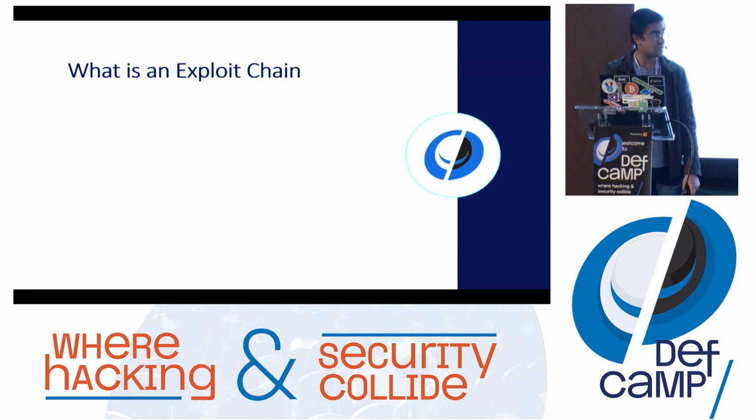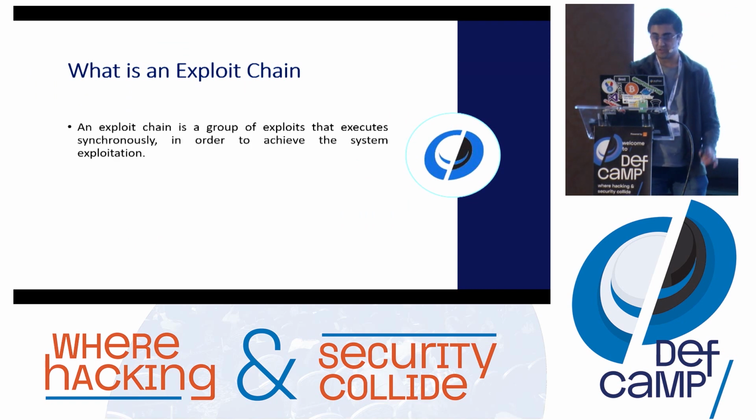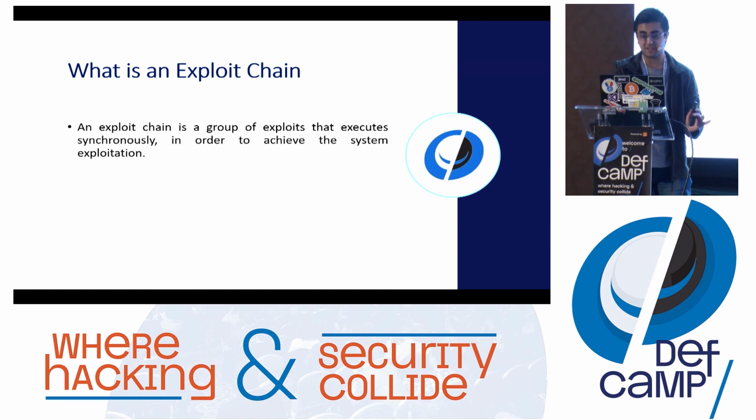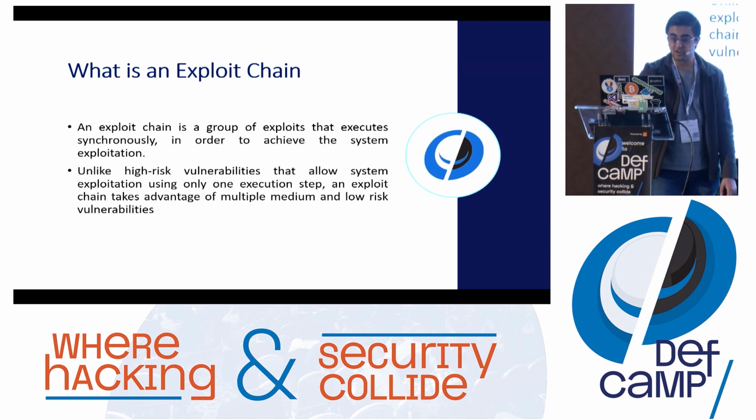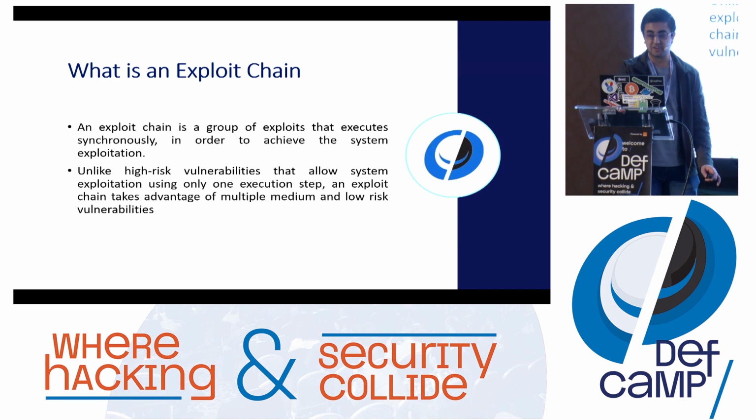So what is an exploit chain? An exploit chain is a group of exploits that execute in order to achieve system exploitation. Unlike high-risk vulnerabilities, which allow system exploitation using only one execution step, an exploit chain takes advantage of multiple low and medium-low risk vulnerabilities to get system-level privilege or to compromise it.